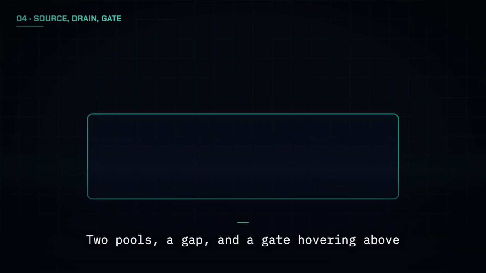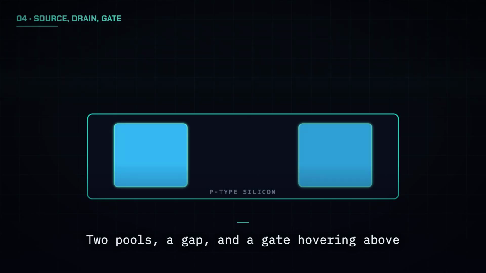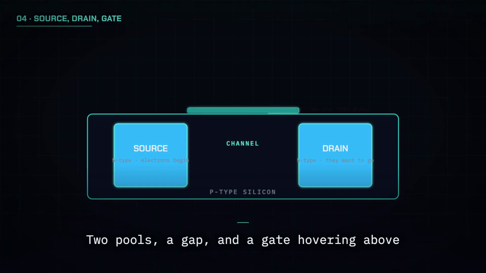Now we lay out the parts. In a block of P-type silicon, we place two pools of N-type, a small gap apart. One pool is the source, where electrons begin. The other is the drain, where they want to go. Between them lies the gap, which we call the channel. Above the channel, separated by a whisper-thin layer of glass, sits a metal plate called the gate. The gate touches nothing below it. It only hovers, ready to cast an invisible field downward.